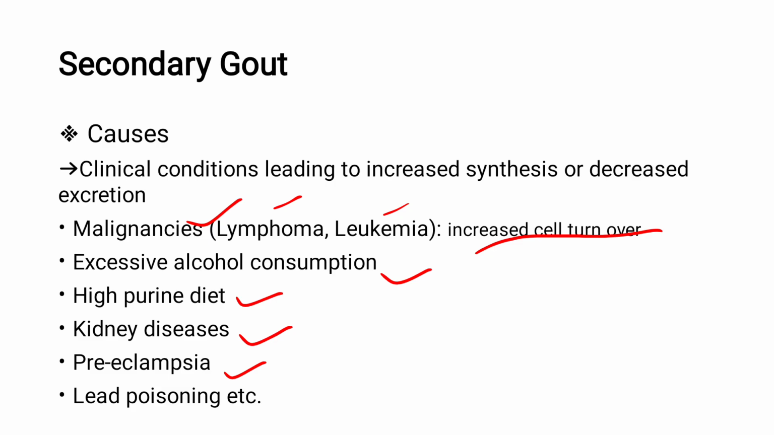Preeclampsia. This is a condition in pregnancy where the mother experiences increased blood pressure and there will be swelling of the limbs. Even in this case, hyperuricemia is observed. Lead poisoning is also another reason where secondary gout can be seen.